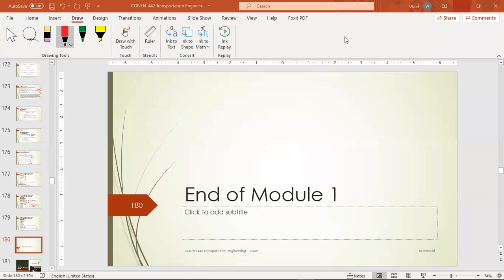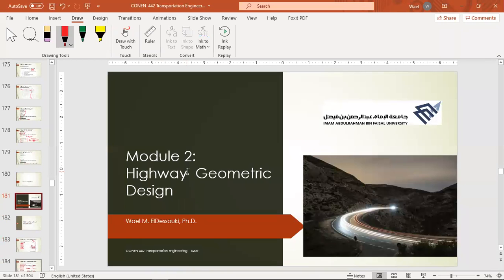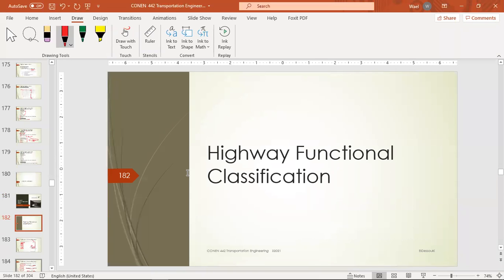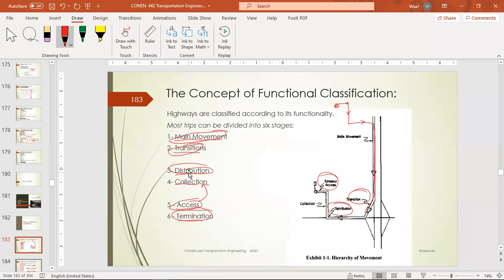Next, we started on the highway geometric design. And before we started on the highway geometric design, we discussed the highway functional classification. And we said that any trip is composed of basically main movement and transition, distribution, collection, access, and termination. That means you start from your home, okay, and you access the network.